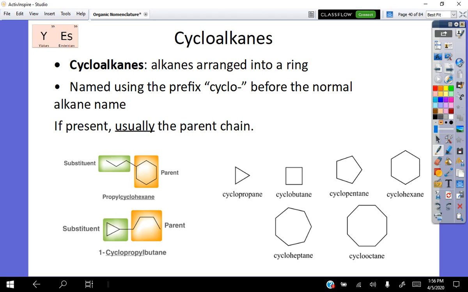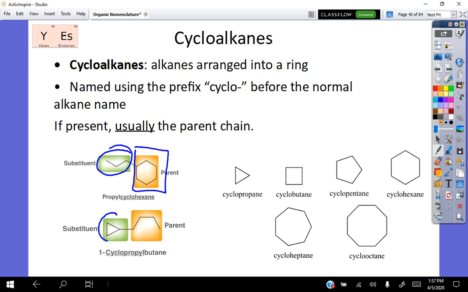If it is present in the molecule, you're usually going to treat the cycloalkane as the parent, and anything sticking off of the cycloalkane will be a substituent. The one exception to that rule is when your substituent is longer than the number of carbons in the actual cycloalkane. So here I've got a 6-carbon ring, and it is attached to a 3-carbon substituent or 3-carbon branch. So since 6 is greater than 3, this is still going to be the parent for cyclohexane.